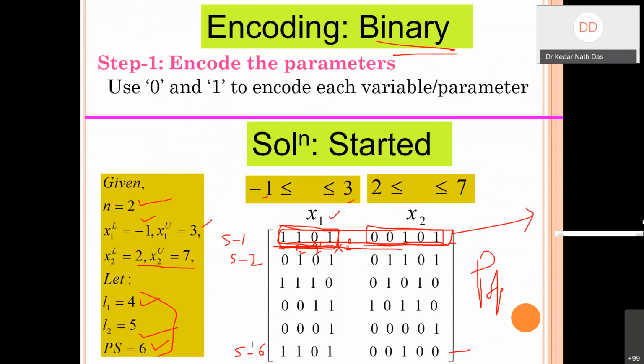Similarly, go to the next two function values, this and this. There are two different function values, of course. You compare these two function values. If this is the winner, ultimately this will be copied for the second string, and so on.